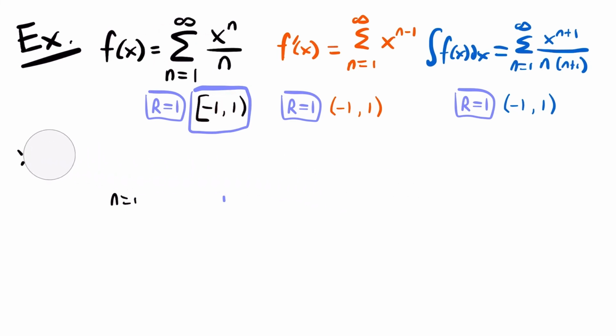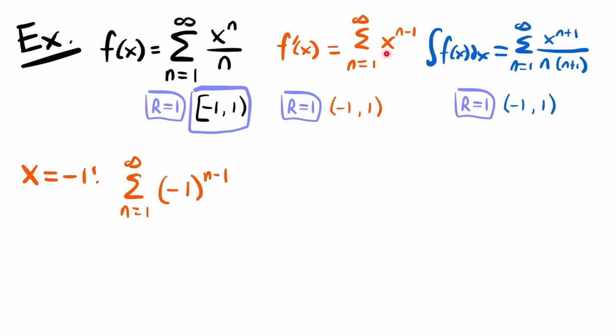Okay, but now let's take a look at the derivative for each of those endpoints. If we take a look at when x equals -1 for this series, our derivative, we will have the sum from n equals 1 to infinity of (-1)^(n-1). Right, we just replaced this x with a -1, and so now we have the sum from n equals 1 to infinity of (-1)^(n-1), which is a divergent series, right? If you were to use the alternating series test on this series, that first requirement would not be met.